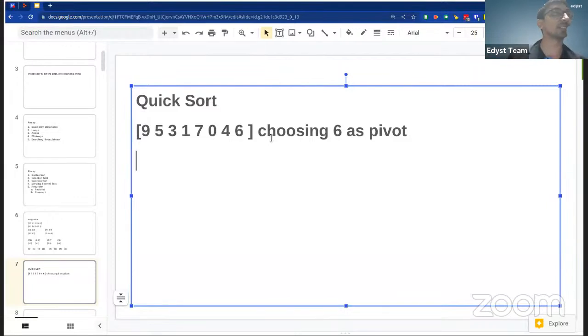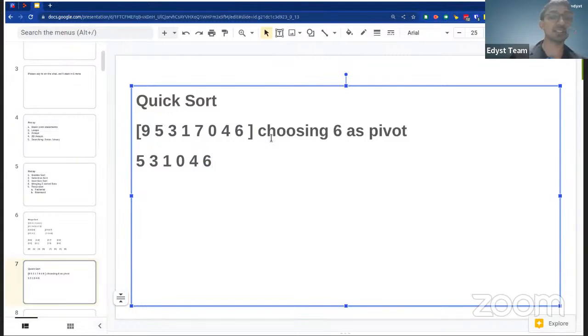Which elements are less than 6? Is 9 less than 6? No. Is 5 less than 6? Yes. So we'll keep 5 here. Is 3 less than 6? Is 1 less than 6? 7? 0? 4? Any other element left less than 6? No. So 6 goes here. 6 is the pivot. Elements greater than 6 are on the right side.